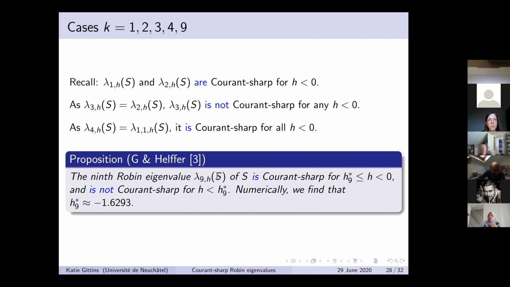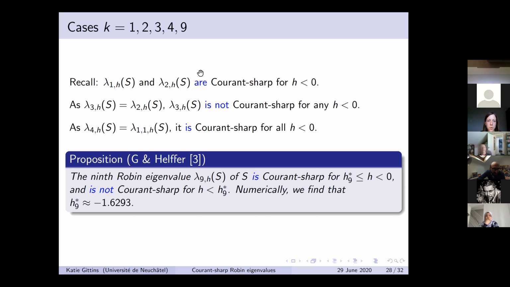But if you remember from the positive h discussion, one of the interesting cases was actually the 5th one. Because it was Courant-sharp for Neumann at h=0, but then for small h it wasn't Courant-sharp anymore, we kind of lost the crossings with the boundary. And here, in the case when h is negative, it is always Courant-sharp. We can even say one of the eigenfunctions is always Courant-sharp.